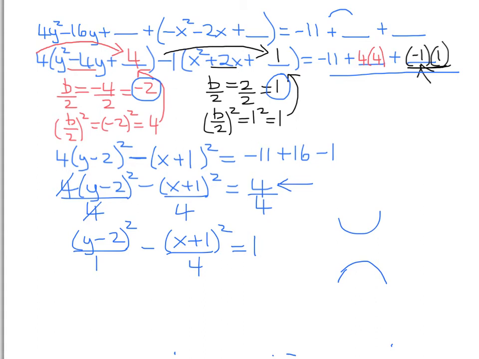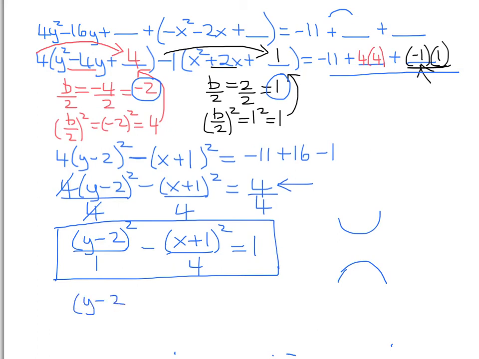And if you're ever asked to write it in standard form, this is the standard form of the equation. But I also want to rewrite this. Numerator stays the same. The denominator I'm going to write as the square root of 1 is 1, so it's 1 squared minus x plus 1 all squared, 4 is 2 squared, which equals 1. And that is going to help us when we actually graph this equation.